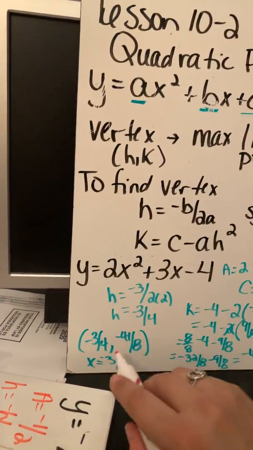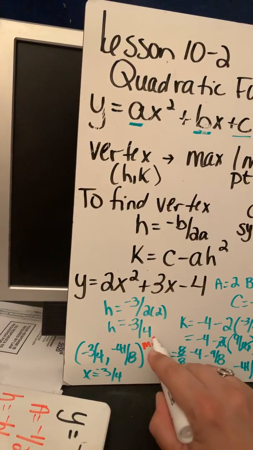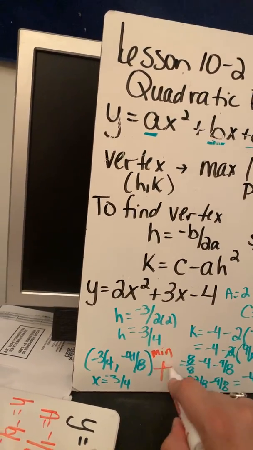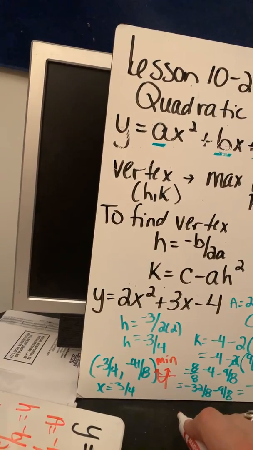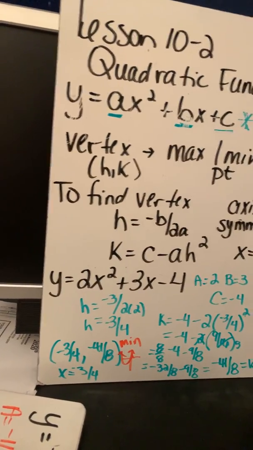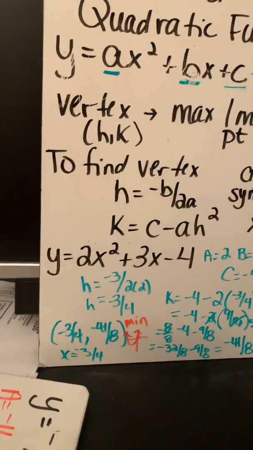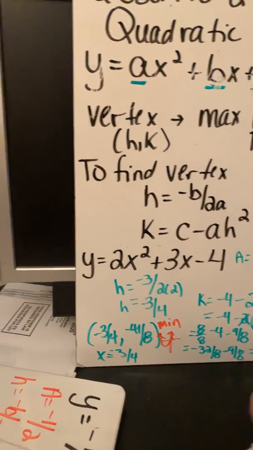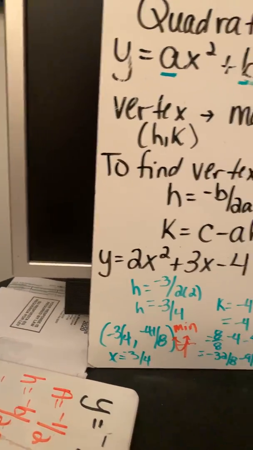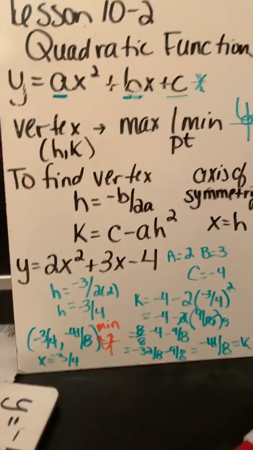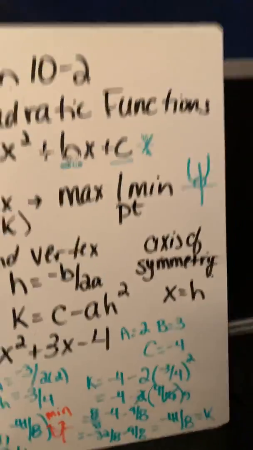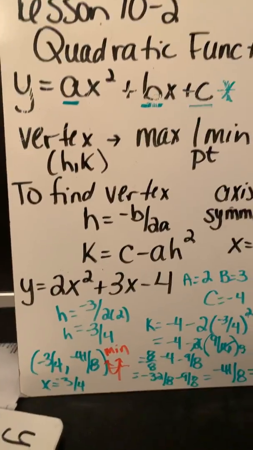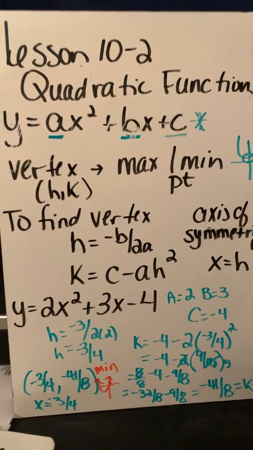If I'm looking at the example I did over here, where a was positive, that would mean this is going to be my minimum, my lowest point, because my parabola is going to look something like that. So that is quadratic functions. I know it's something you haven't seen before, so just keep in mind: use the formulas, plug in, and watch your order of operations. That is key. That is lesson 10-2, the introduction of quadratic functions.